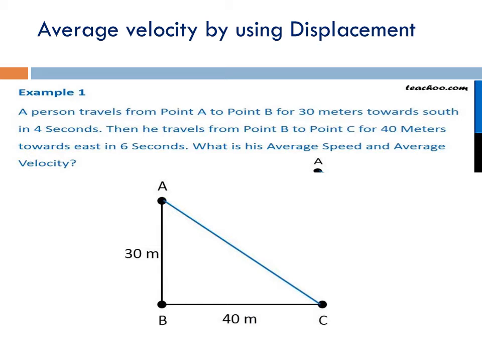Again, we have to calculate average speed, that means we have to calculate total distance, and for average velocity calculate displacement. So displacement means the shortest distance between source and destination point. Source point is A and the destination point is C. So first of all we have to calculate its displacement by using Pythagoras theorem.